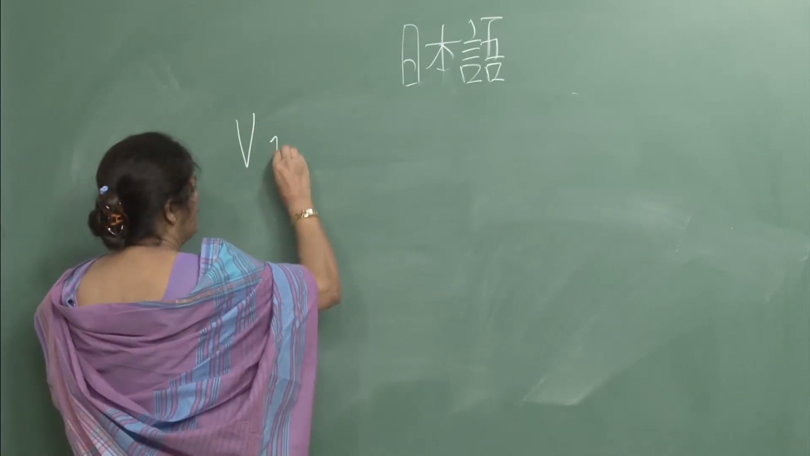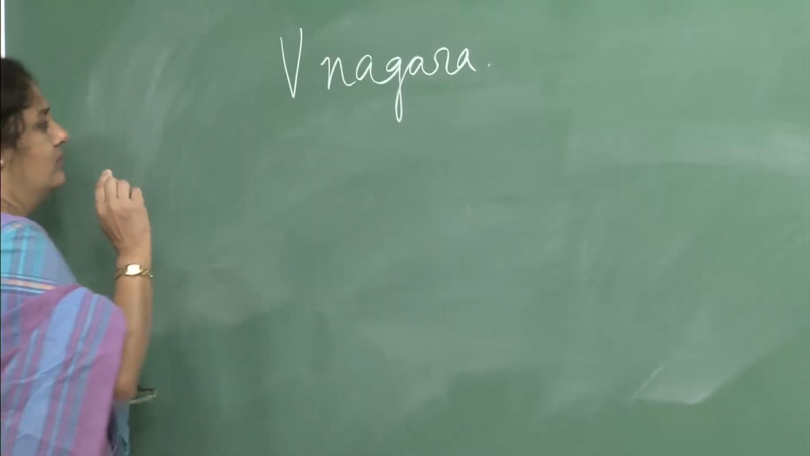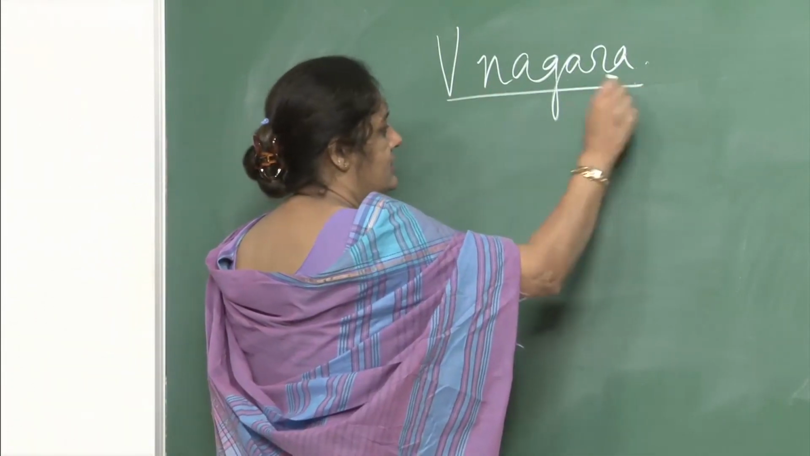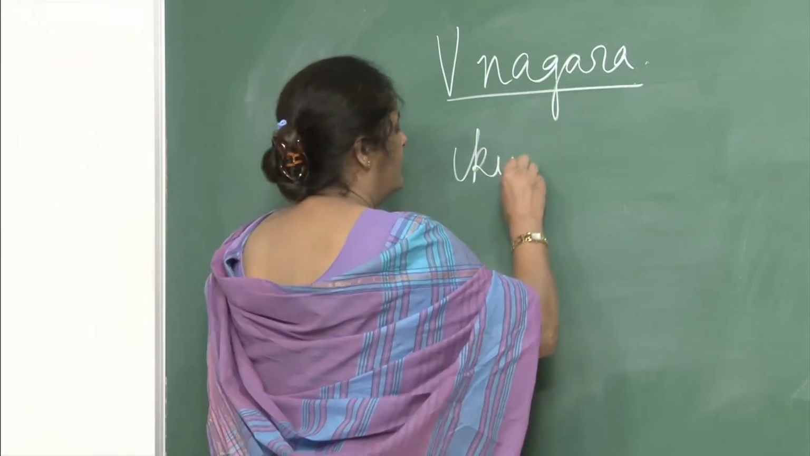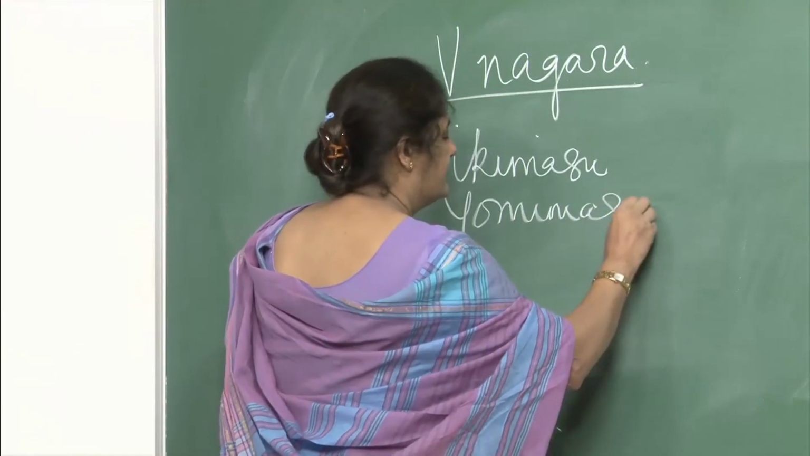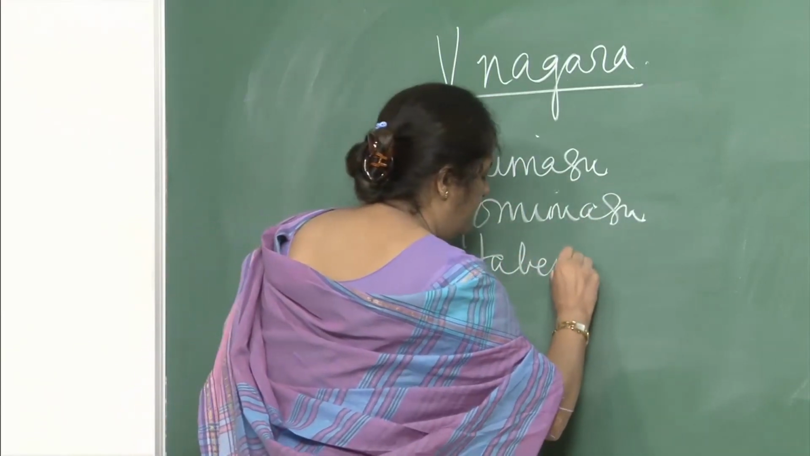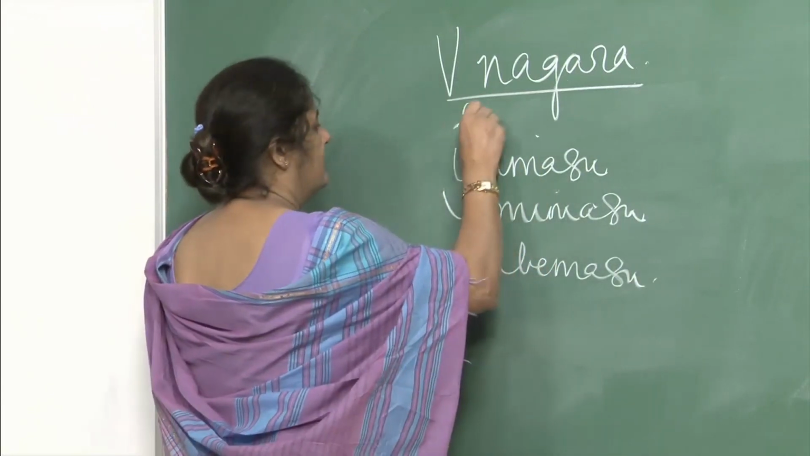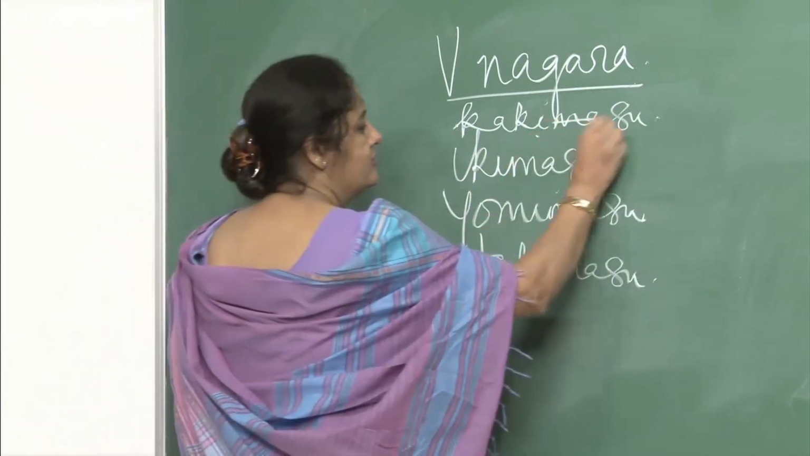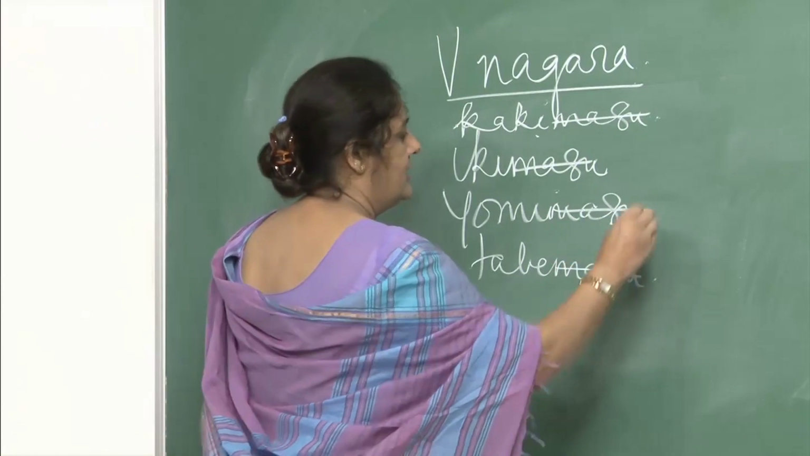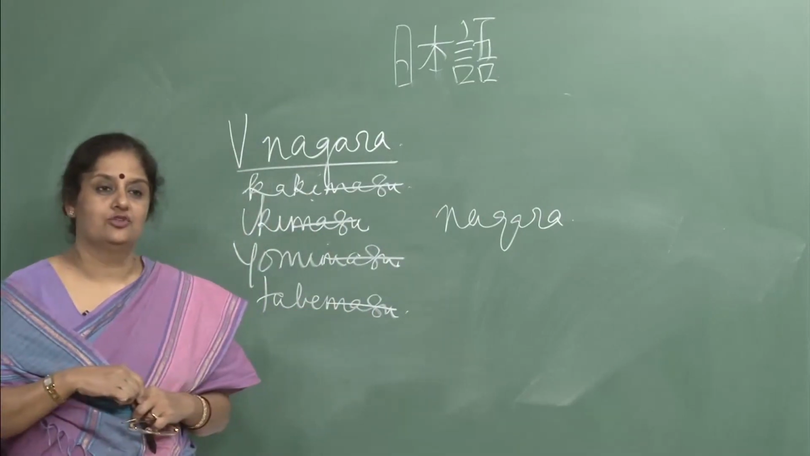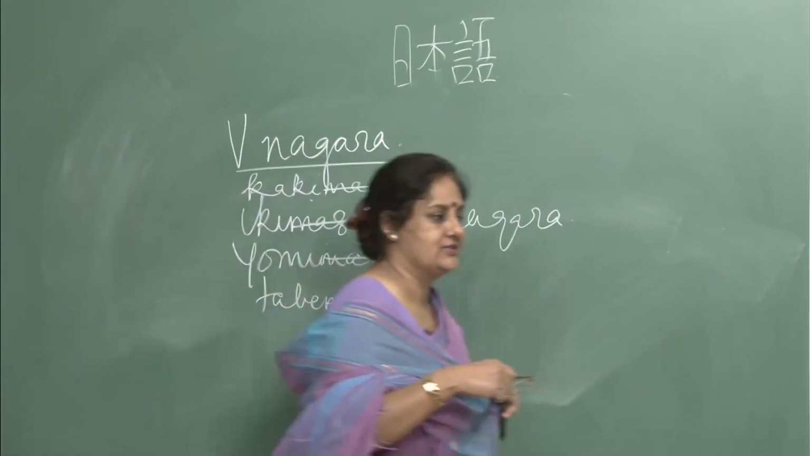So, there is another form which I want you to do, which is nagara, verb plus nagara. Now, how will you make this form and what does it mean? Ikimasu, yomimasu, tabemasu, kakimasu. Now, how will you make this form? Just remove the mas form from here and put nagara, which means performing two activities, two actions at the same time.